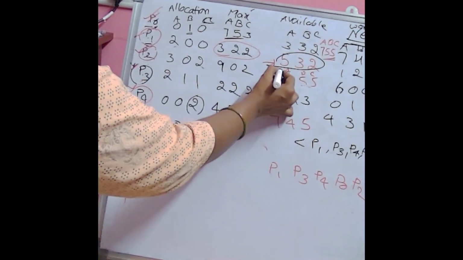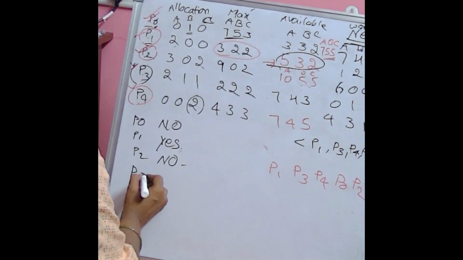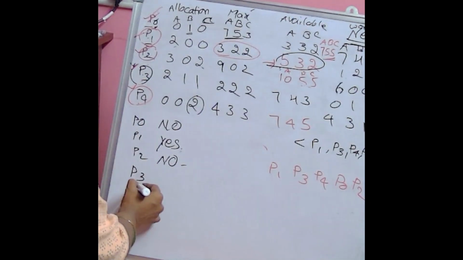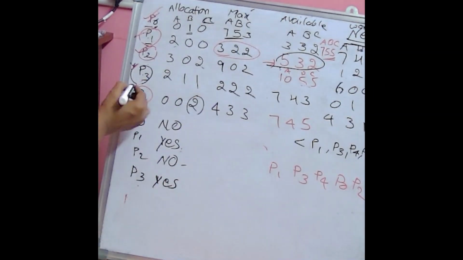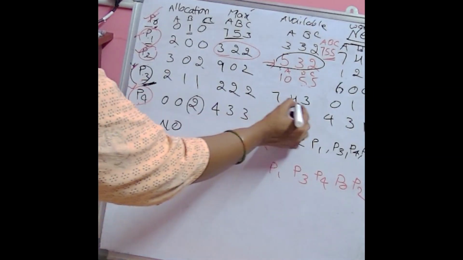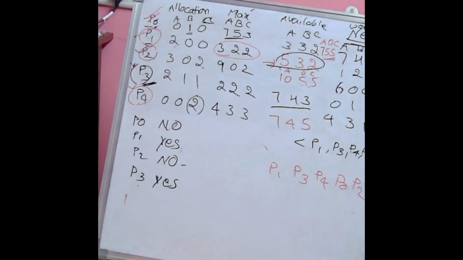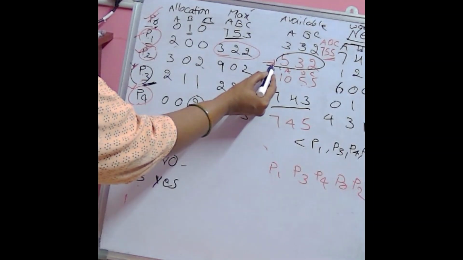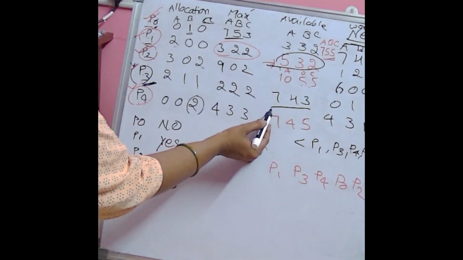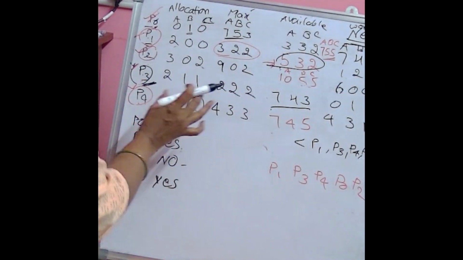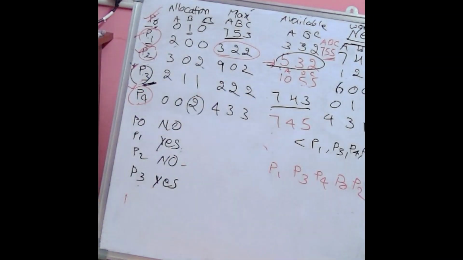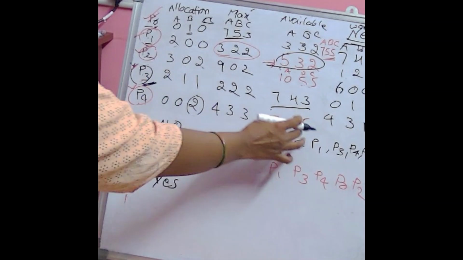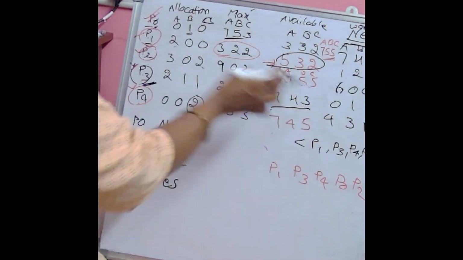After this, the available is only this one. Again we continued with the P3 checking. Need is less than available, so it becomes yes. After the completion of P3, this is the available resources. First available after P1, after that we got P3, after that P4. Just write need is less than. You are having that type of answer only. And after the satisfaction of this one, what is the availability?